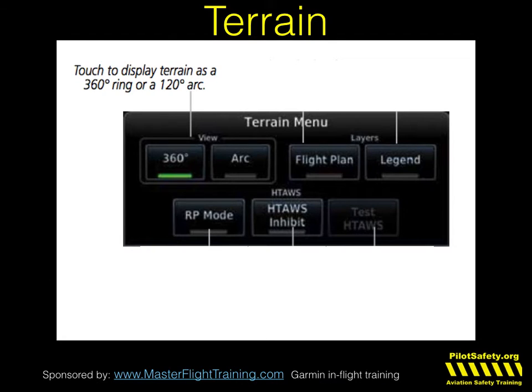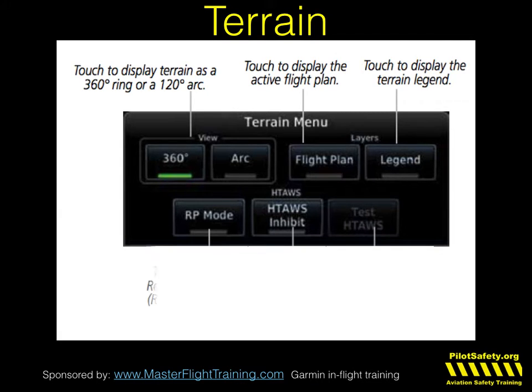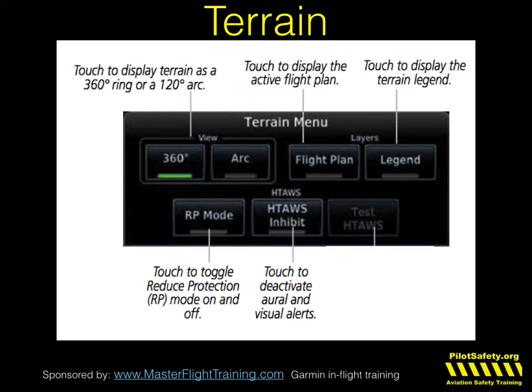So you can choose a 360-degree ring or a 120-degree arc, which only shows you terrain in front of you. Of course, you always want to have your active flight plan displayed, and right now you'll notice it's not green, so it's turned off. You can have the legend on there. You can touch to toggle reduce protection on and off, and you can even deliberately block the safety warning system. Most people that turn off the visual and oral terrain alerts are tired of it beeping at you when you land the plane at your home airport. Yeah, that's a really bad idea.